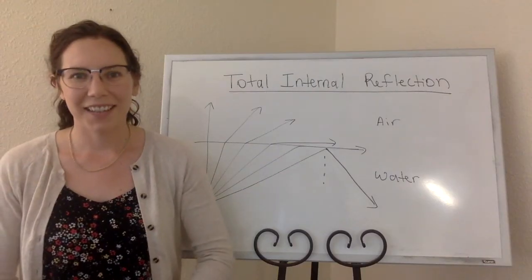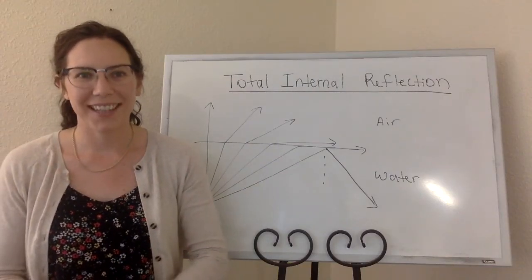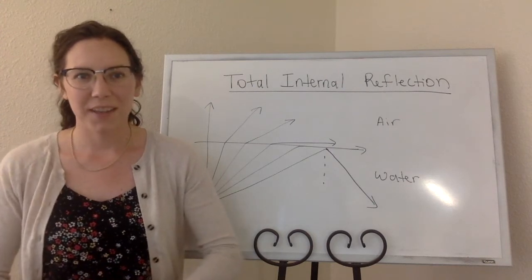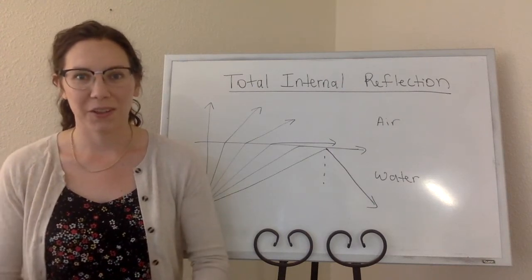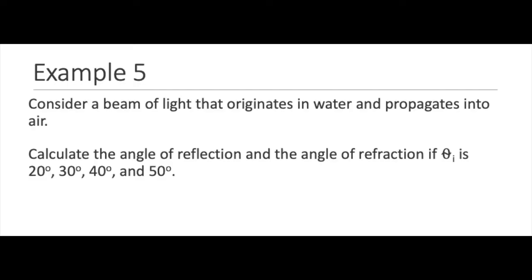Hi everyone. In this section, we'll look at total internal reflection and dispersion. I want to start with an example to introduce total internal reflection. Example 5: consider a beam of light that originates in water and propagates into air.